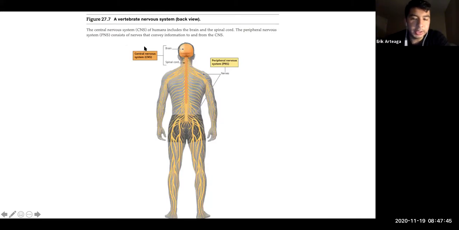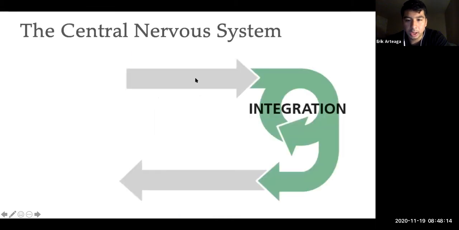So the central nervous system, the CNS, of humans includes the brain and spinal cord. The peripheral nervous system, which is PNS, consists of nerves that convey information from the CNS. Here we have the peripheral nervous system, which is everything else that is not included in the spinal cord and the brain. So these neurons extending from the back, from the foramen, are the PNS, the peripheral nervous system, whereas the central nervous system is the spinal cord and the brain.